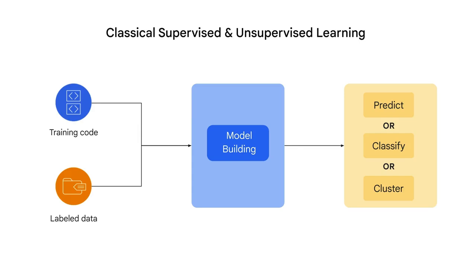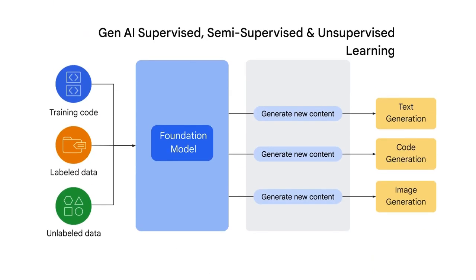We use this example to show you how much more robust the Gen AI process is. The Gen AI process can take training code, labeled data, and unlabeled data of all data types and build a foundation model. The foundation model can then generate new content, for example, text, code, images, audio, video, etc.